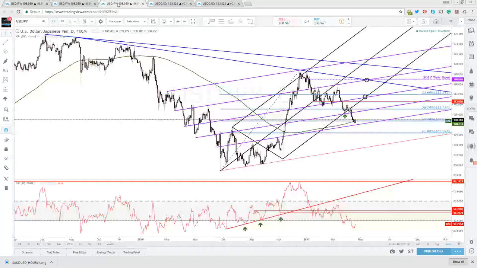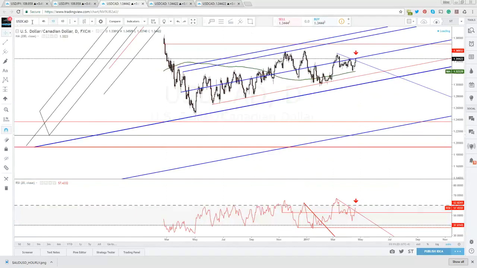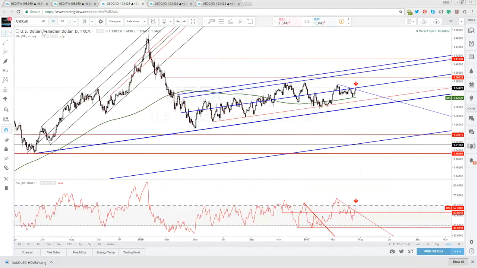Okay, let's look at USD CAD because I think that's at a very important level. As you can see, this channel, we've been following it for almost a year, up and down, up and down. Yeah. We're at the median line now.